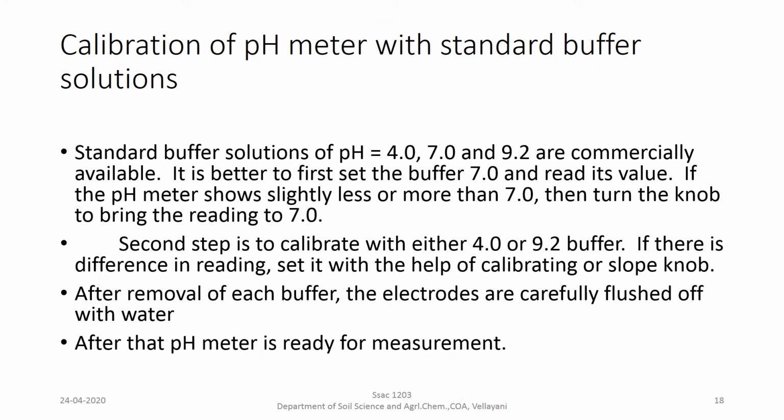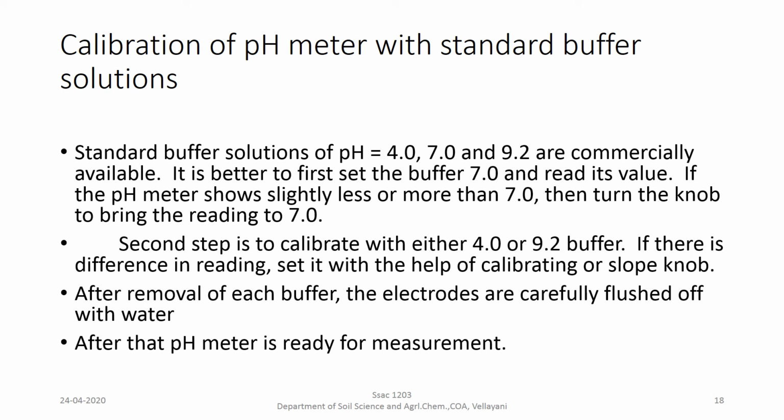Calibration of the pH meter is important. We have to calibrate the pH meter before the actual measurement. Standard buffer pH solutions can be made use of for this. Standard buffer solutions of pH 4, 7 and 9.2 are commercially available.